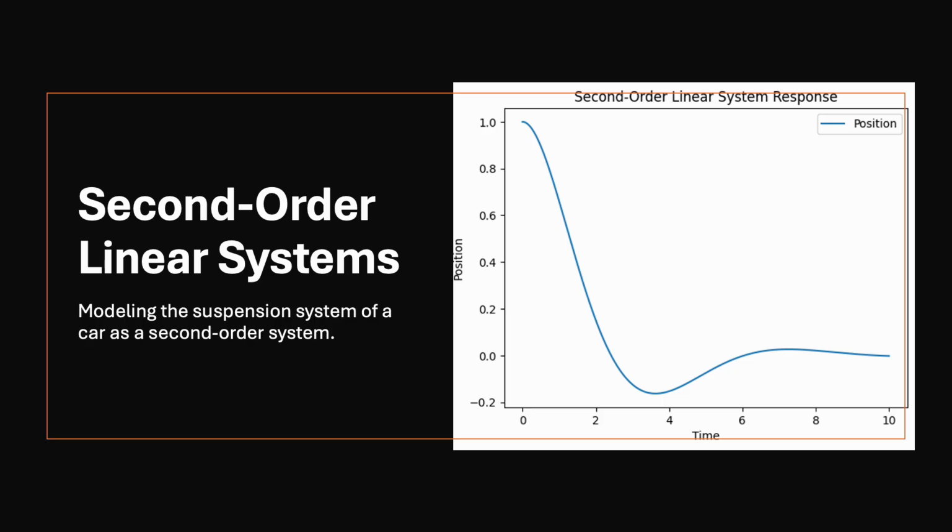Key parameters in this model include the mass of the car, the spring constant of the suspension, and the damping coefficient of the shock absorbers. By analyzing this second order system, engineers can determine important characteristics such as the natural frequency, damping ratio, and response to road disturbances. This modeling approach helps in designing suspension systems that provide a smooth ride, minimize vibrations, and ensure passenger comfort and vehicle stability.